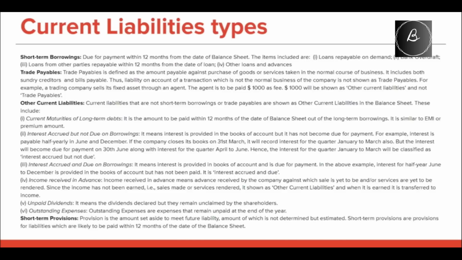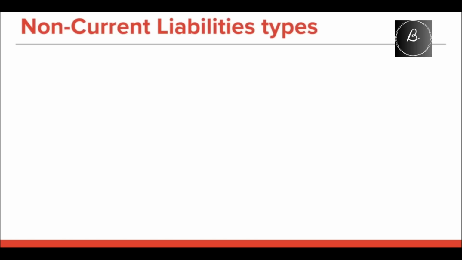7. Short-term provisions. Provision is the amount set aside to meet future liability, amount of which is not determined but estimated. Short-term provisions are provisions for liabilities which are likely to be paid within 12 months of the date of the balance sheet. Short-term provisions can be classified into 1. Provision for employees' benefits, 2. Provision for tax, and 3. Other provisions.